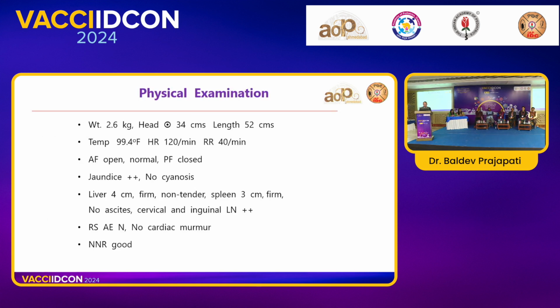Next slide please, sir. So as you said, right now it is 2.6 kg weight. So the child has barely gained 500 grams of weight in 2 months. So baby is definitely having some chronic problem. And there is jaundice. So liver is 4 centimeters and firm, so already it is a chronic process. And spleen is also there along with the lymph nodes. So definitely there is involvement of the reticuloendothelial system in some way, and the child has presented to you for some viral infection.